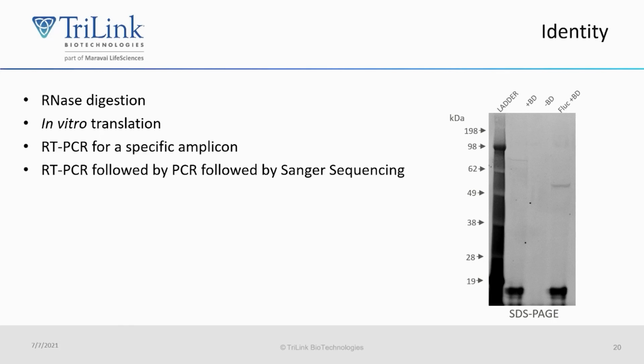There are also a few other options to note, which would include the RNase digestion assay, in which digestion of the mRNA product is carried out by RNases, and then we run an agarose gel to visualize the complete digestion of the product, confirming RNA identity.